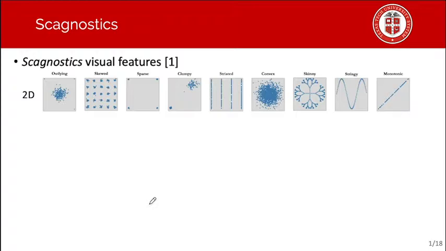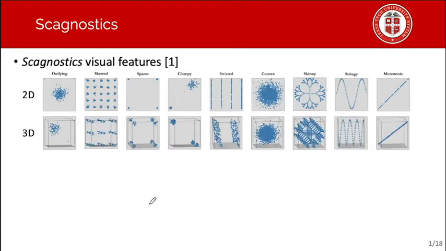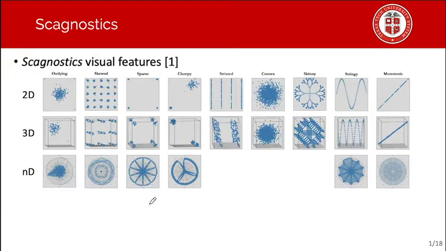Scagnostics is a set of visual features that characterize the data distribution of a 2D scatterplot. It has been used in a wide range of applications. These are the scagnostic measurements. They include outlying scores, skew, sparse, clumpy, striated, and other scores. In a recent work, we also extended this visual feature into 3D and ND versions.